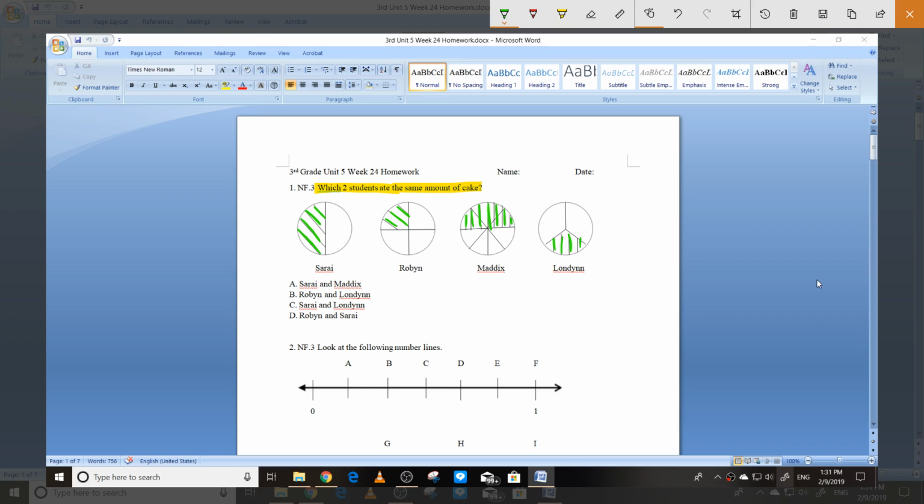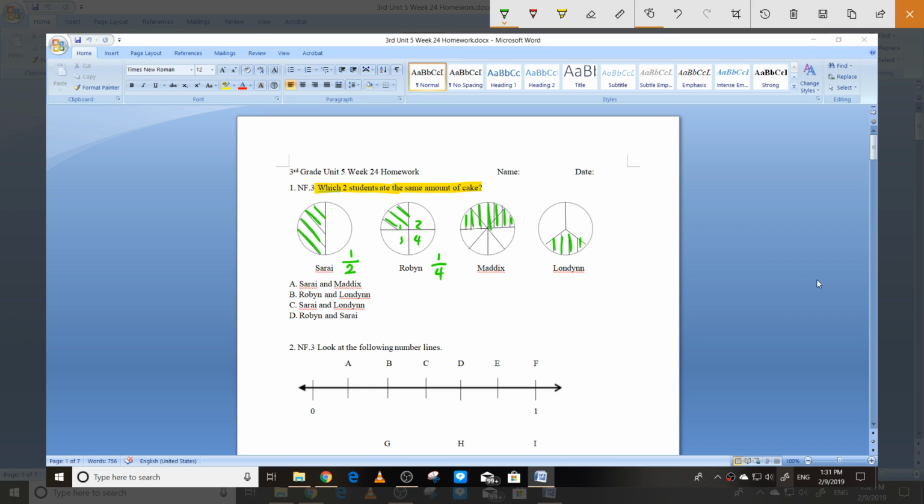Sarai ate how much? The whole cake was divided into two pieces, so that goes in the denominator. She ate half of it, that goes in the numerator. How about Robin? Robin's cake was divided into four pieces, right? One, two, three, and four. And she ate how much of it? She ate one out of the four pieces.